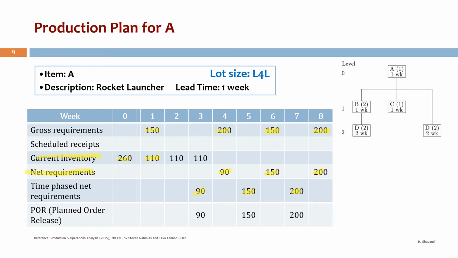Okay. The POR, planned order release. So POR means planned order release. Here our policy or rule is lot for lot. So we set the production amount exactly the amount that we need at that time. So here the net requirement for week 3, considering the 1 week lead time, is 90, so the order for production will be again 90 as well. Okay, so this is lot for lot policy.